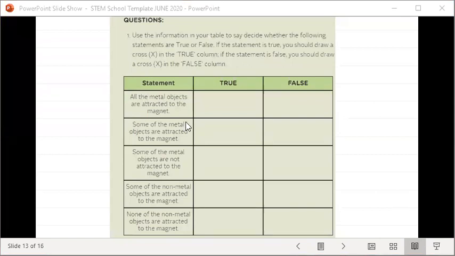Okay. So let us answer the first statement. It reads, all the metal objects are attracted to the magnet. Use your table to give me an answer. Is it true or false? All metal objects are attracted to the magnet. Okay, I see Leletu says true. Consigu first said false. Yandisa said false. Koso false. Okay.